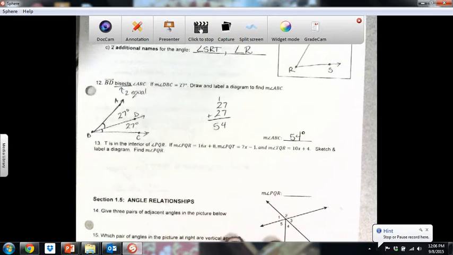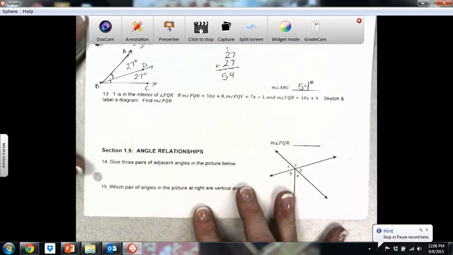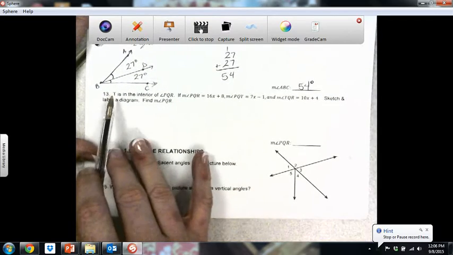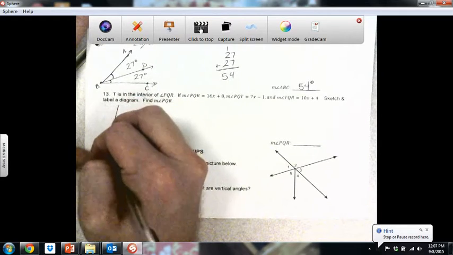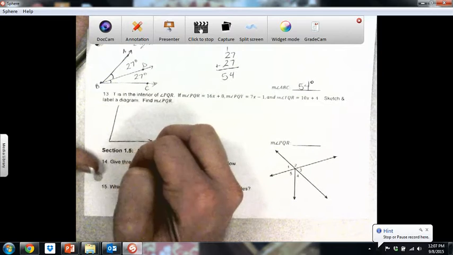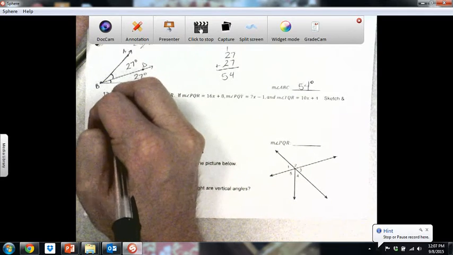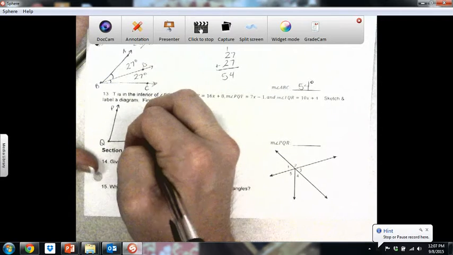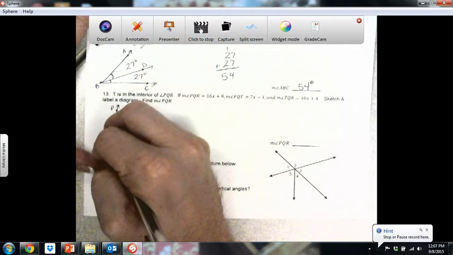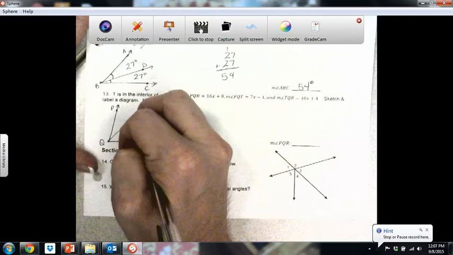Number 13 is similar, but it's got a little bit more algebra involved. So it starts by telling you that T is in the interior of angle PQR. So I'm going to start with my angle PQR. Draw and label my picture to make this easier to do. PQR. And the interior might be here. So I'm going to call this ray T.